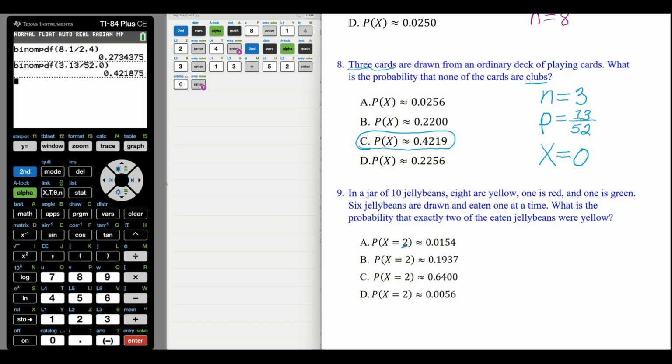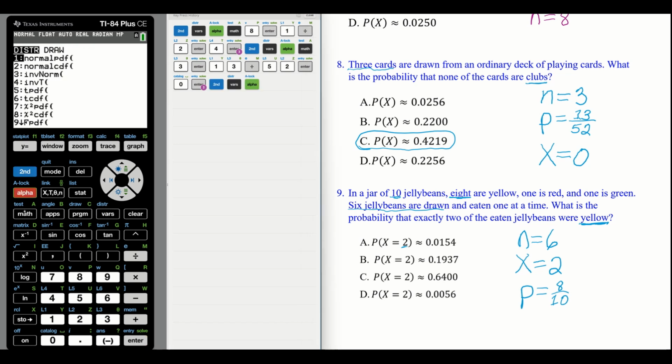Okay, and our trials are where we're taking out jelly beans. So our N is 6. We know our X. Okay, our probability is what we need to deal with. Well, to get your probability, you go back and you look at what you're discussing. Yellow. How many yellow? We have 8 out of the 10. 8 over 10. Okay, that's going to be second vars alpha math.